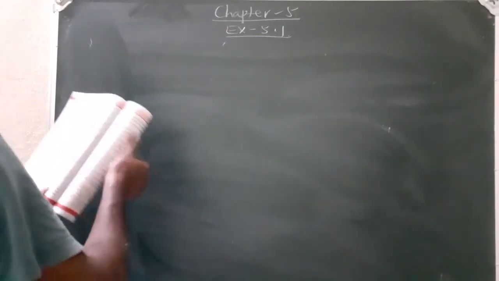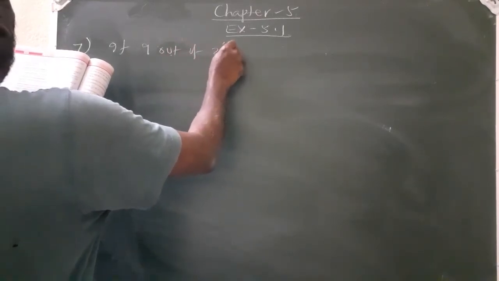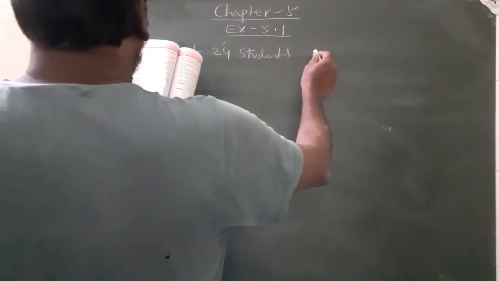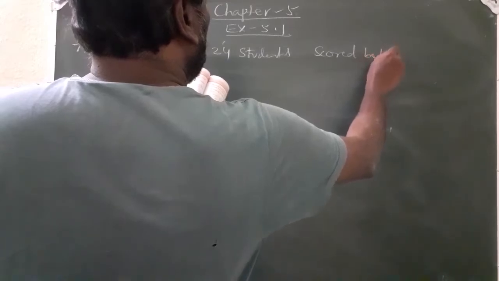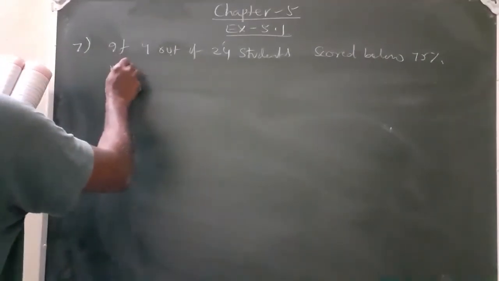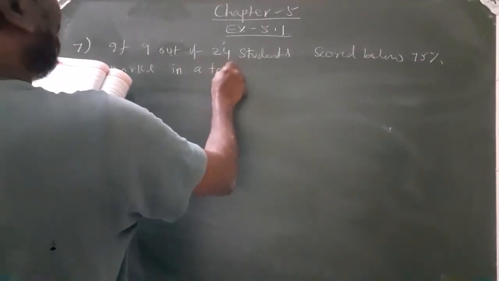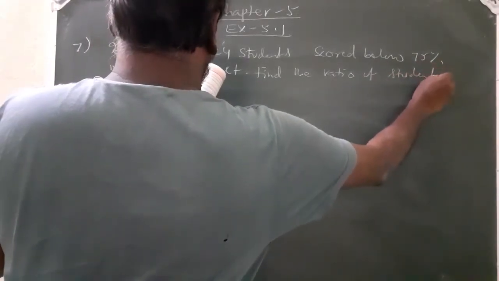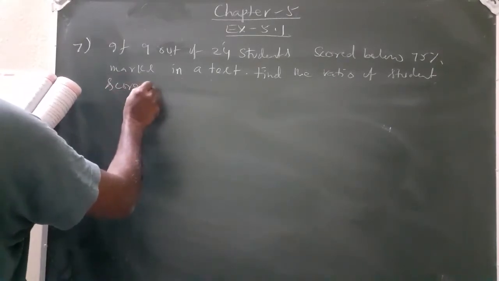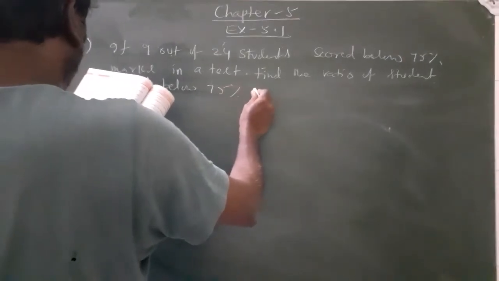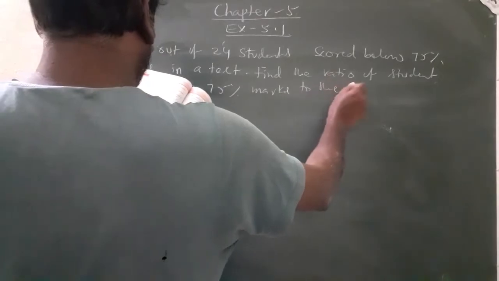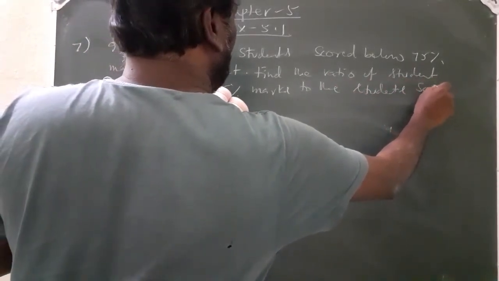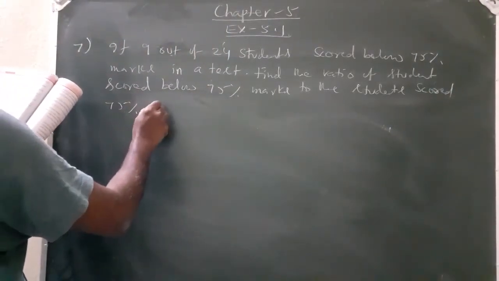Seventh sum. Seventh one: if 9 out of 24 students scored below 75% marks in a test, find the ratio of students who scored below 75% marks to the students who scored 75% and above marks.